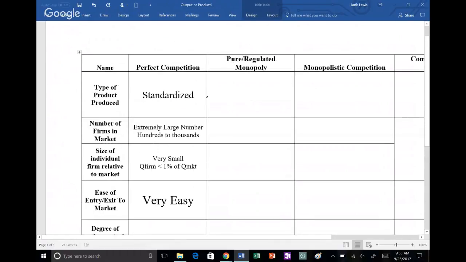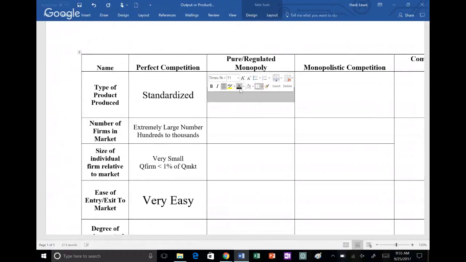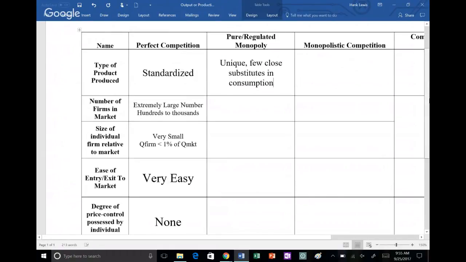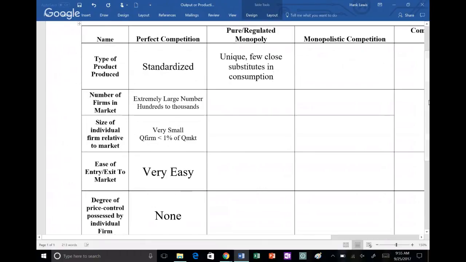Now for monopolies, a market with one large single seller. Some are pure, some are regulated. Monopolies produce a unique product that has very few close substitutes in consumption. The electricity produced by the power plants of NRG is one of those products, because I dare you to try to live using a natural gas generator. Not doable, too expensive per kilowatt hour, not enough current.